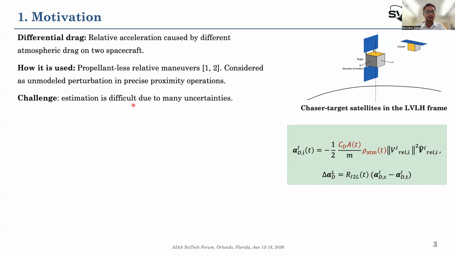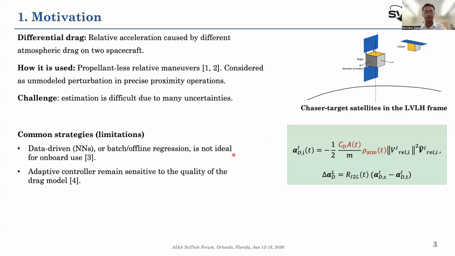However, the challenge is that estimating drag is difficult. For example, the atmospheric density actually depends on space weather, or the drag-related properties such as area or drag coefficient sometimes depend on the geometry of the spacecraft, and it is time varying and also only approximately known.